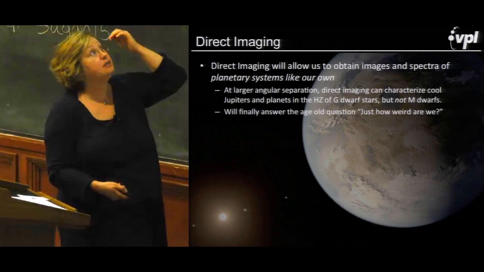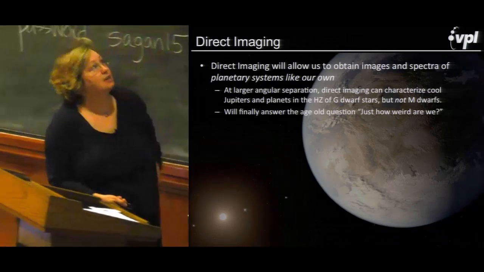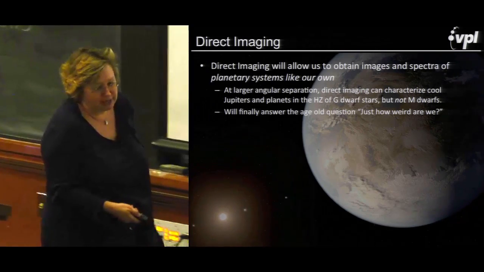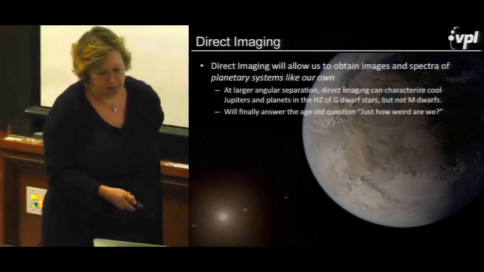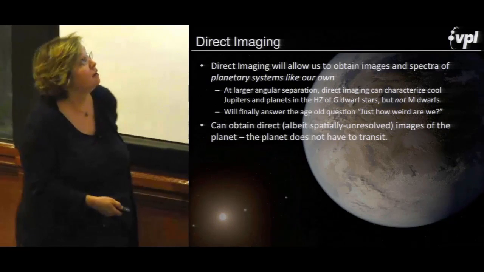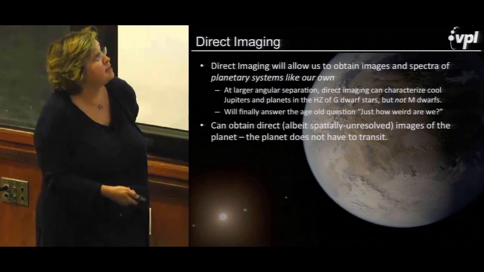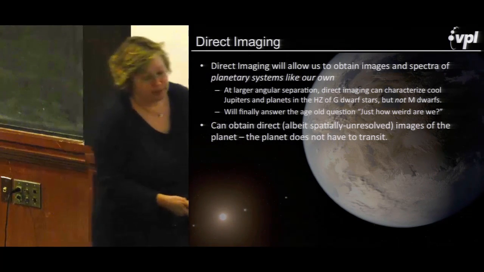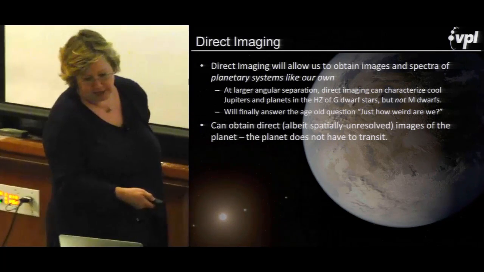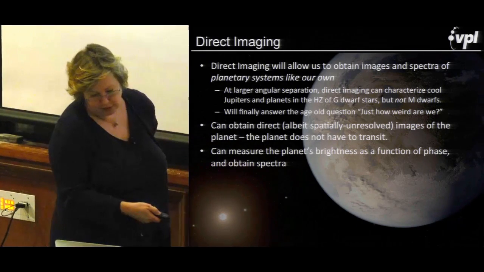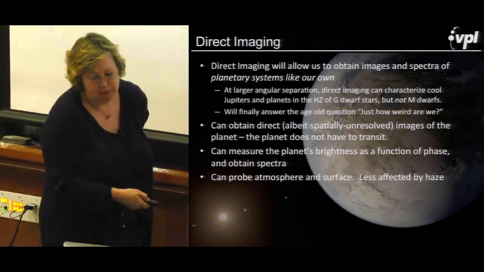Direct imaging, on the other hand, is going to be great for getting images and spectra of planets, again, more like our own. And so finally answer that age-old question of just how weird are we overall. And we can also potentially obtain direct images of the planet itself so that it's not necessarily having to be in transit. We can measure the planet's brightness as a function of phase and obtain spectra on that.